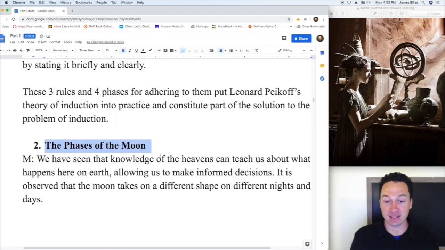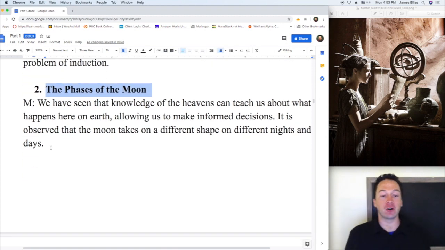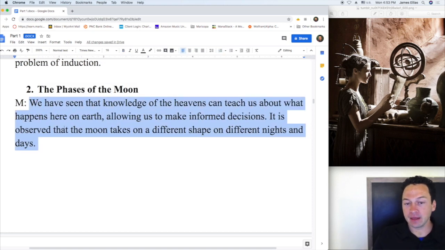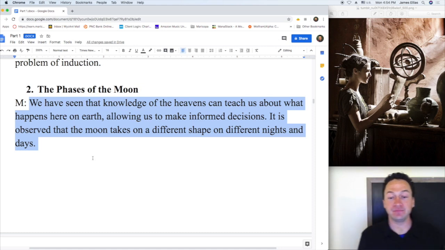Number 2, the phases of the moon. So we just proved earlier the cause of the seasons, and now we will try to understand the phases of the moon. First, the motivation. We have seen that knowledge of the heavens can teach us about what happens here on Earth, and it allows us to make informed decisions, in this case about when to plant crops. Now, it's observed that the moon takes on a different shape on different nights and days. So we now have a motivation to understand these different shapes of the moon.